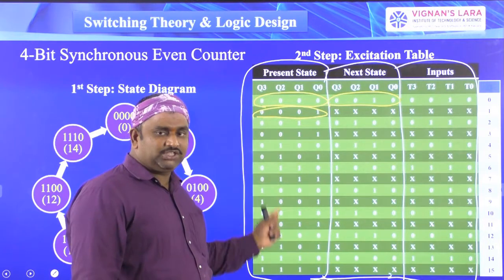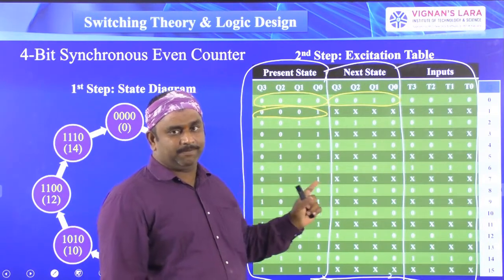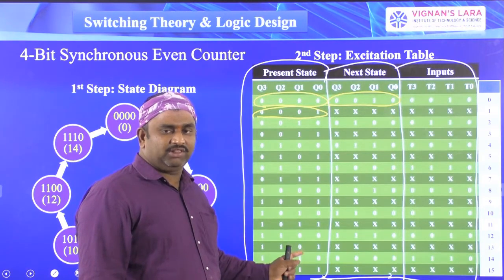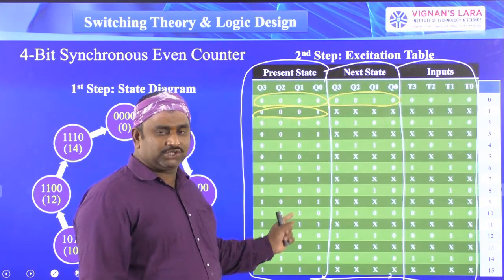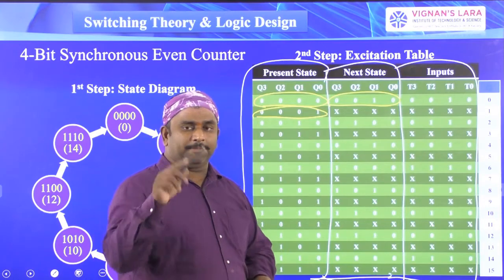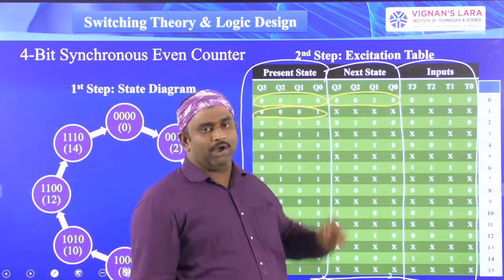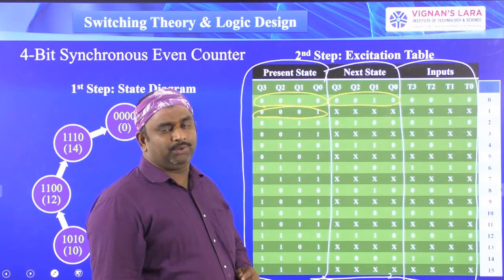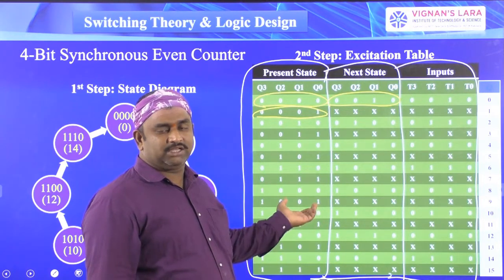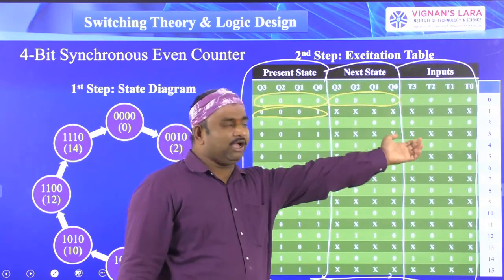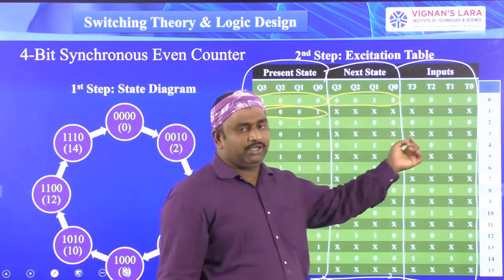So for the even states, you have to represent the next state. For the odd states, that is 1, 3, 5, 7, 9, 11, 13, 15, there is no next state. I represent them with don't care marks. Based on this, now you have to write down the T3, T2, T1, T0 inputs. That is, this is the excitation table: present state, next state, and coming to the inputs.